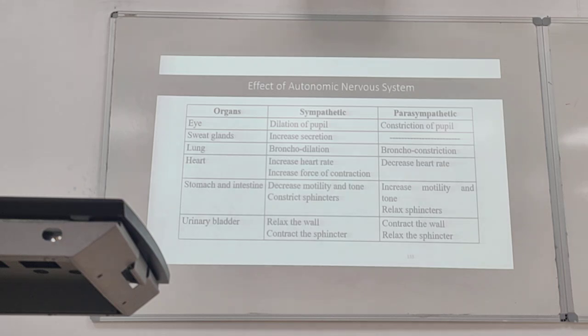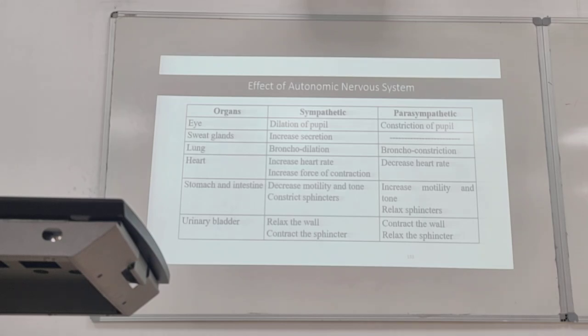Iris: sympathetic, dilatation. Parasympathetic, constriction. Sweat gland, sympathetic, increased secretion. Parasympathetic, no effect. Lung, bronchodilation. I am not reading it, okay? This is the same as I discussed with you before. There is one new item over here, the last one.